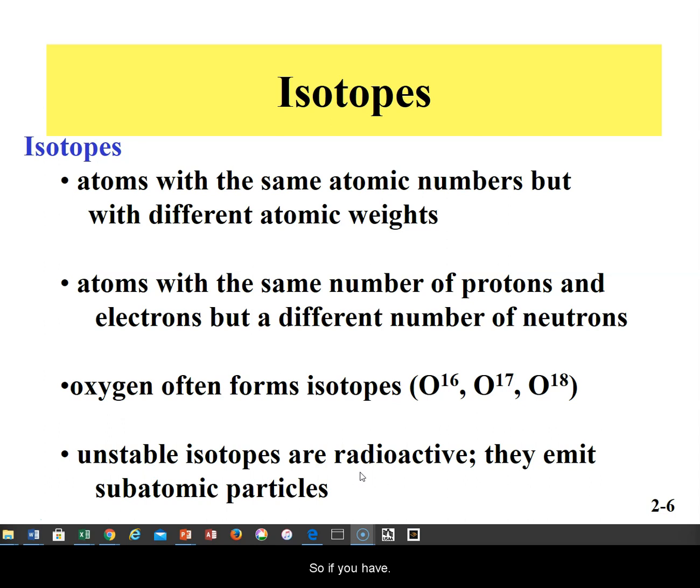So if you have the atom of an isotope of a particular element, it varies in the number of what? An isotope varies in the number of neutrons in the nucleus of that atom.